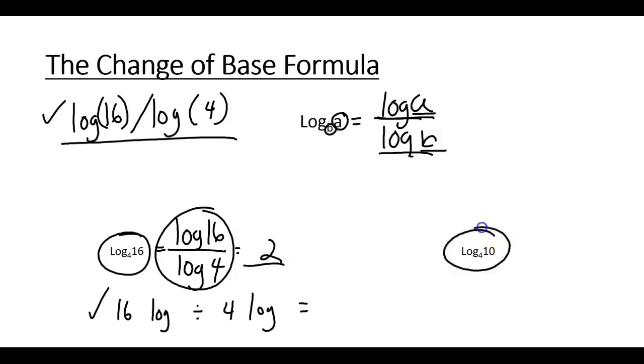Now let's go back to this one. We saw this one earlier, right? Well, we realized that 4 to the first power is not big enough for 10, and 4 to the second power is too big for 10. So we don't know what the answer is, but we do know it's somewhere between 1 and 2, right? But using our change of base formula, we can actually get a very exact answer. So we're going to do log and log. The top number is the 10. The bottom number is the base. And we're just going to type that into our calculator.